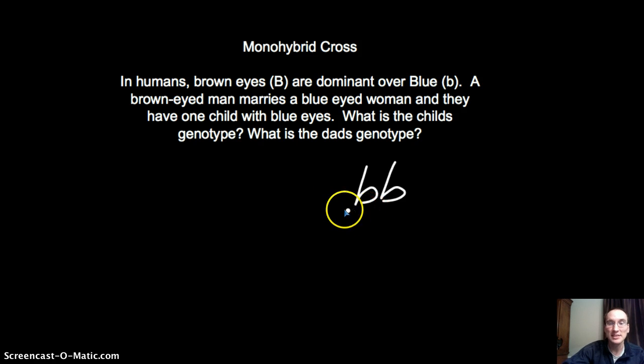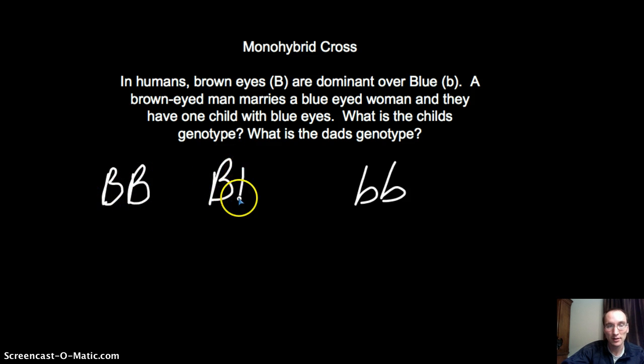Okay? Now, since the man is brown-eyed, he can be one of two things. Either he can be a big B, big B, or he can be a big B, little b. So those are the two possibilities for the man. Now, if I know that the child has blue eyes, then that means his genotype must also be little b, little b. So we can go through and look.